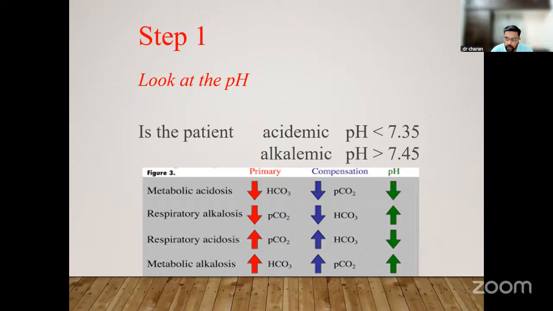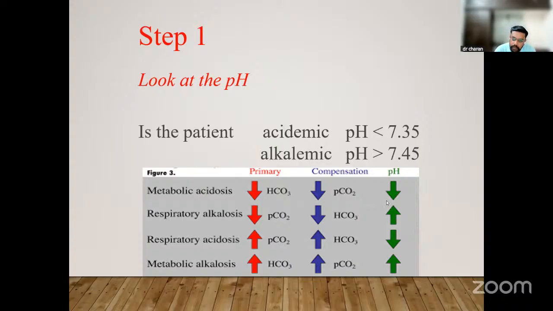pH, as we know, normal is 7.35 to 7.45. So if it is less than 7.35, patient is acidemic. If it is more than 7.45, patient is alkalemic or alkalotic. So this is the first step. You find out whether it is acidosis or alkalosis. That is the first step.